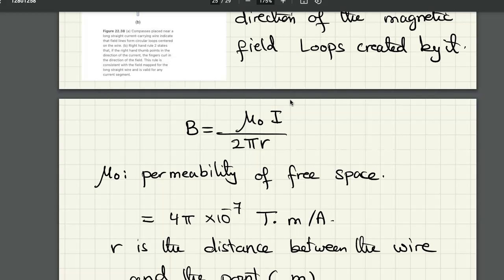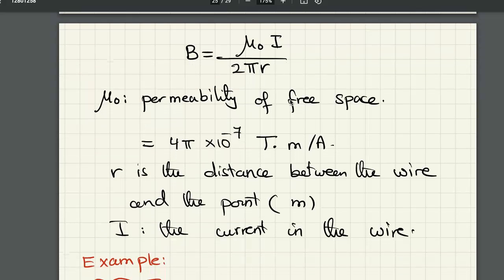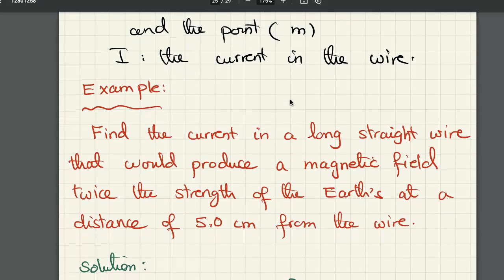This is a very important constant that has to do with the speed of light. r is the distance between the wire and the point, in meters, and I is the current in the wire.